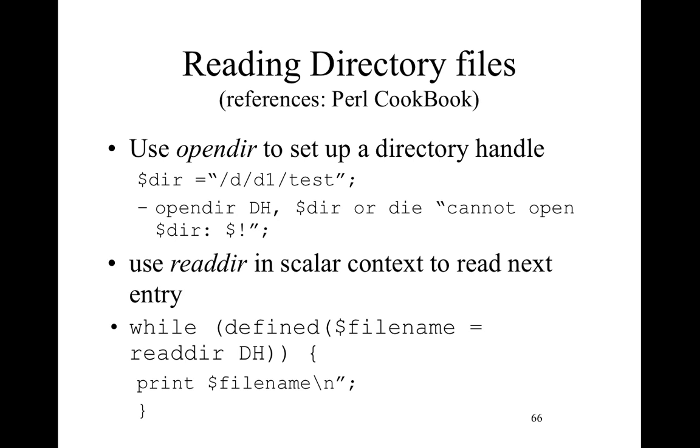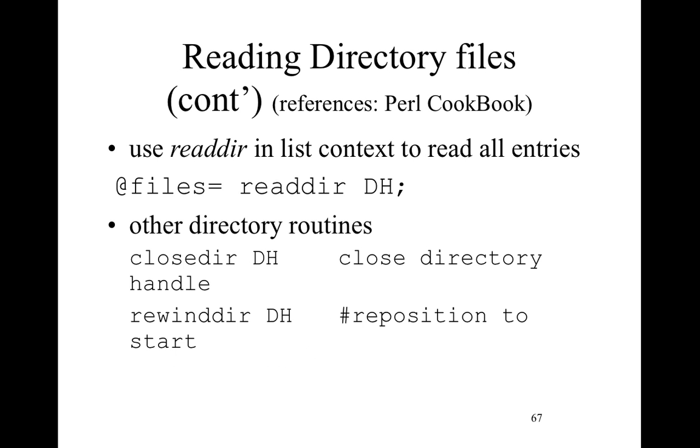So you can use open directory to set up a directory handle. You can use read directory in scalar form to read in a directory's contents or information for a directory handle. So these are different ways of automating the file I/O and the reading and writing of directories and files. Use read directory in a list context also to read all the directory information.